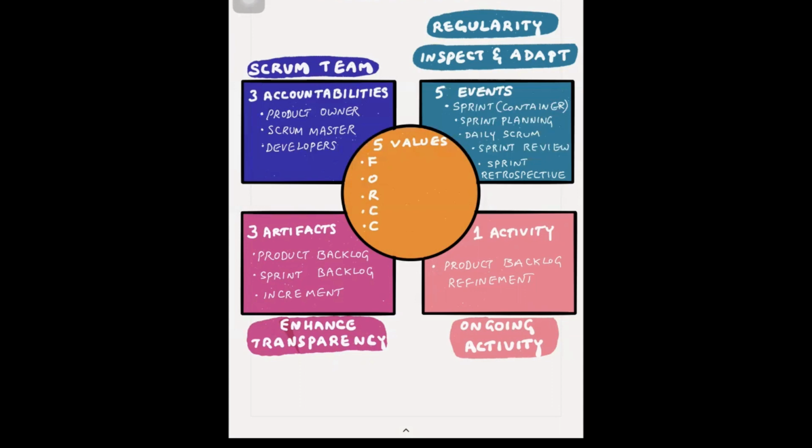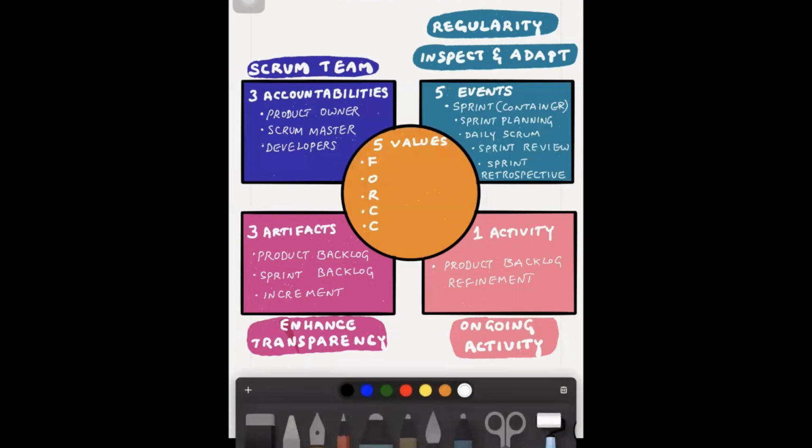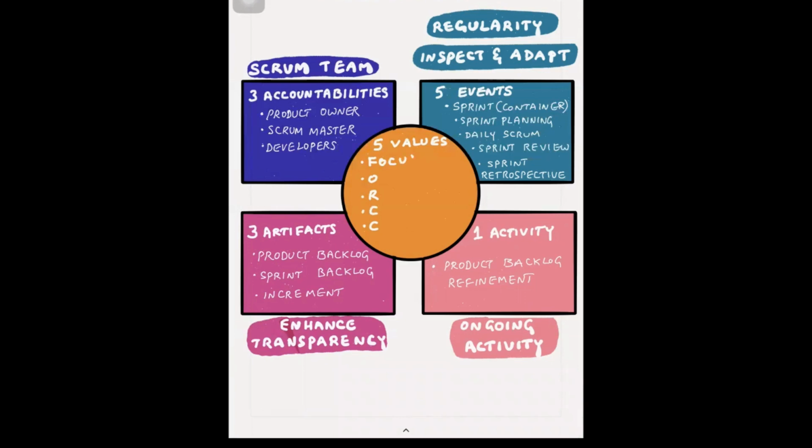And there are 5 values in Scrum. They are easy to remember. FORCC. Look at the first letter of each value: F, O, R, C, C. F stands for focus. O stands for openness. R stands for respect. C for courage. Another C for commitment. These are the 5 values. These values will help to create trust within the Scrum team.